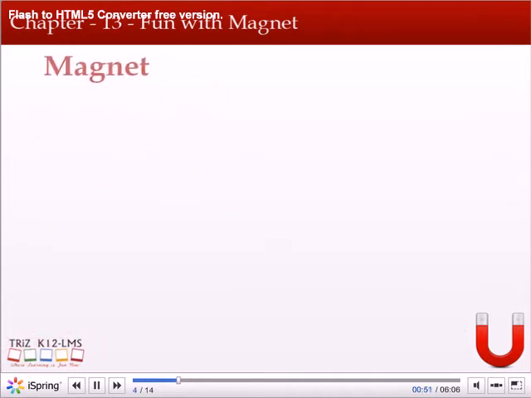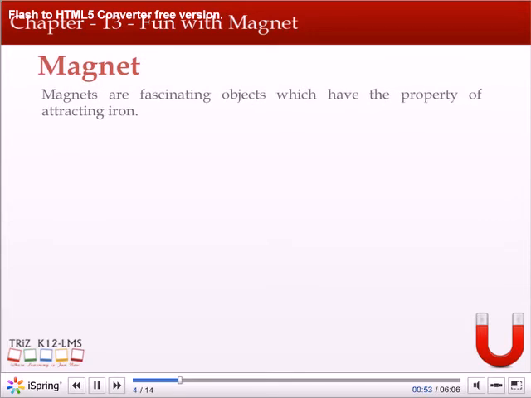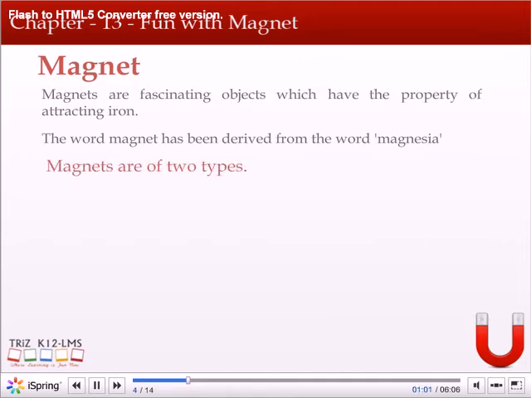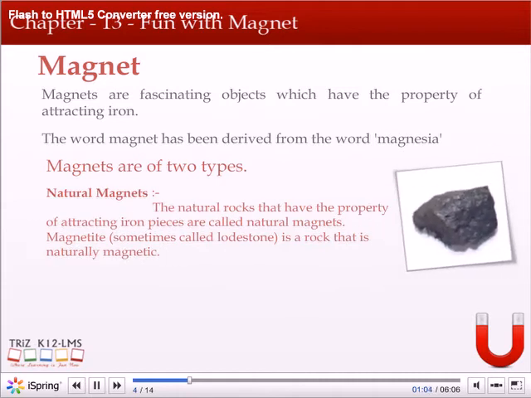Magnet. Magnets are fascinating objects which have the property of attracting iron. The word magnet has been derived from the word magnesia. Magnets are of two types. Natural magnets. The natural rocks that have the property of attracting iron pieces are called natural magnets. Magnetite, sometimes called lodestone, is a rock that is naturally magnetic.